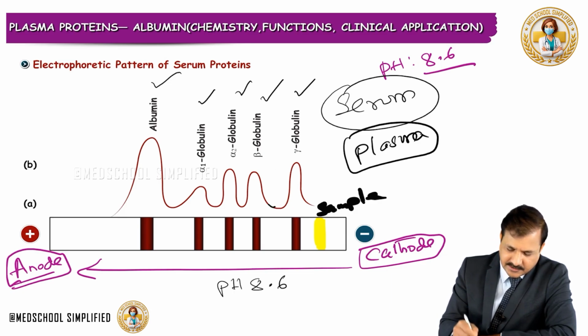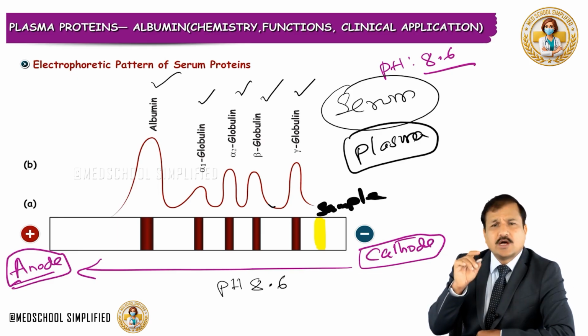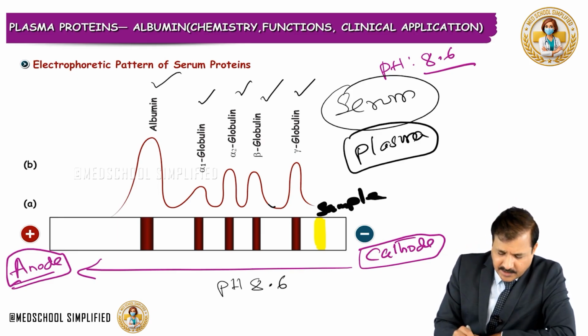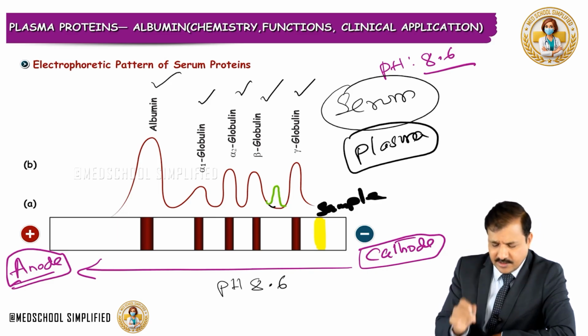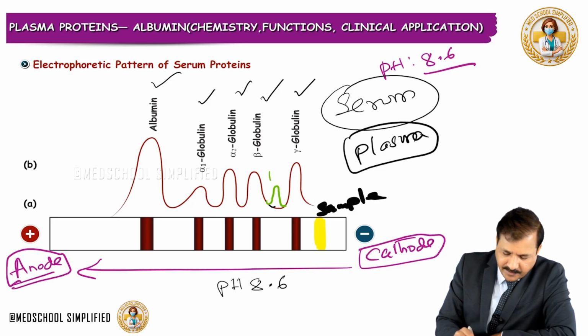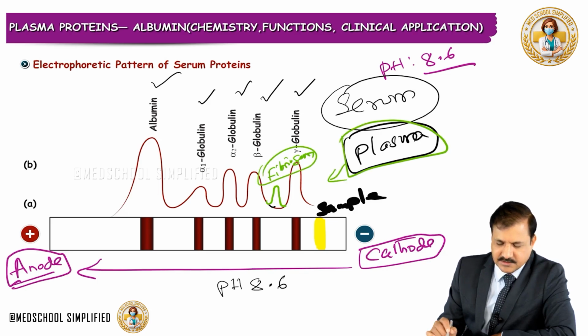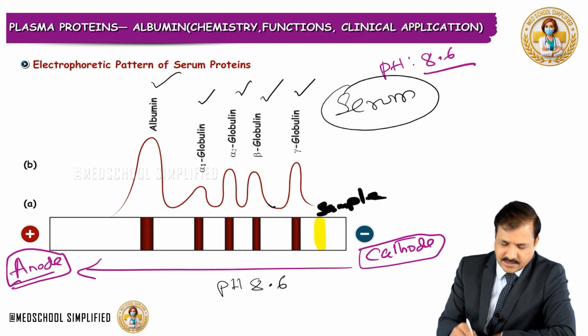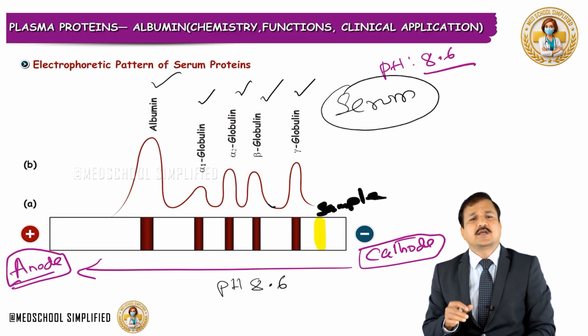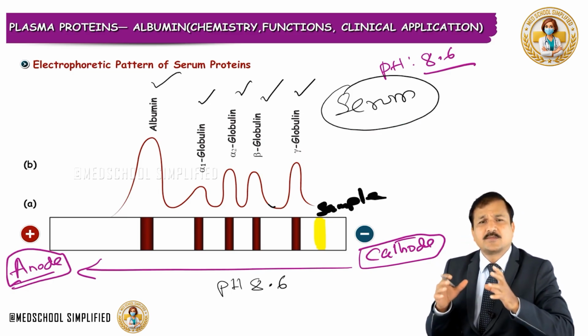So let me just redraw or edit this, Raju. A band of fibrinogen will appear between the beta and gamma fractions. I'll just make it small because the amount of fibrinogen is very, very small. So this will be fibrinogen. And this happens only when plasma is used for electrophoresis instead of serum. Just remember the difference there. For all practical purposes, we use serum for electrophoresis rather than plasma. So this is the electrophoretic pattern for a normal serum sample.